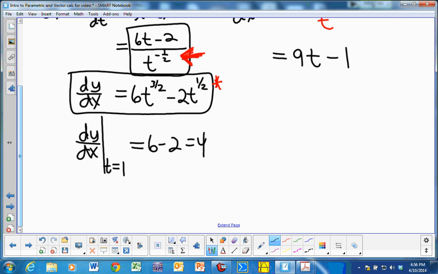So I've just shown a whole bunch of stuff without writing a lot of stuff. Here, second derivative, and I want to evaluate it at t equals 1 also. So I simply write that evaluated at t equals 1, and so I'll get 9 minus 1, or 8. And that's it. So it's not difficult at all to do these derivatives. It's just different. Okay, so you just got to get used to that.